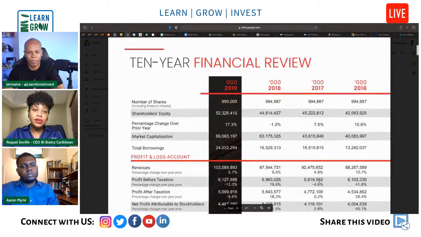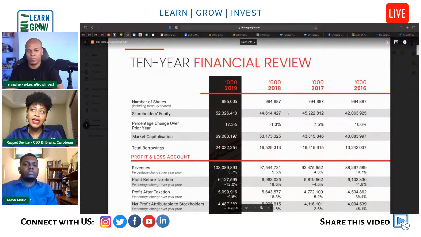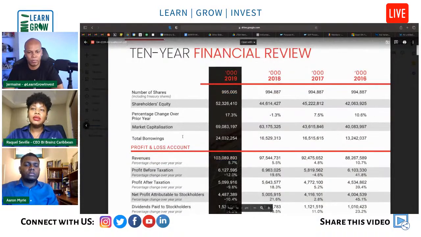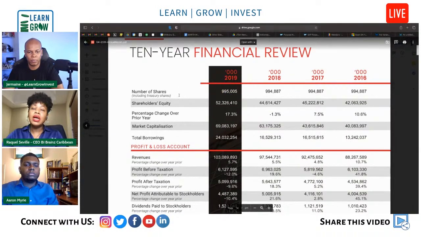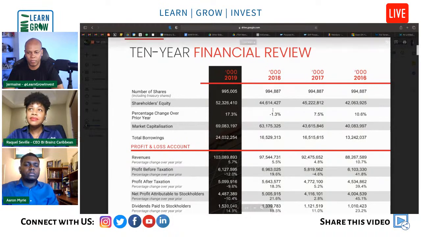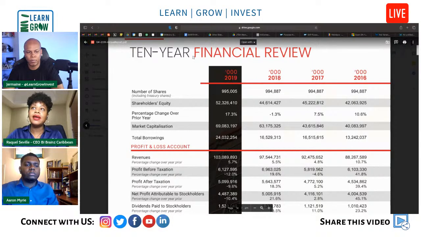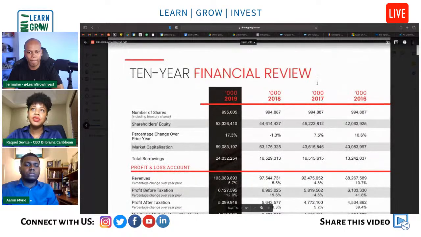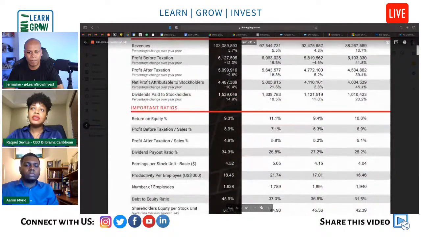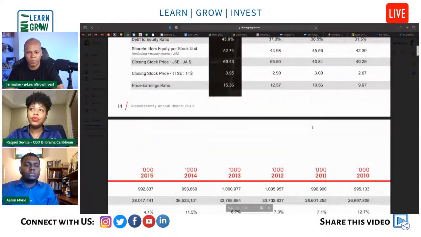Like you'll see here, Grace's annual report has a 10-year financial review. As I said, this is a PDF document, but a lot of the important points they've highlighted in this snapshot, the 10-year financial review. So this was quite helpful when we were going through Grace.